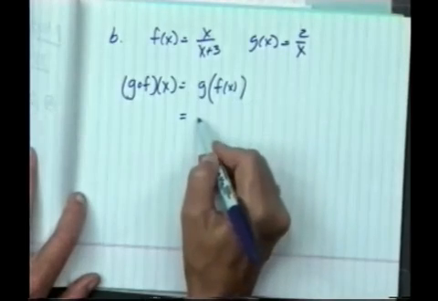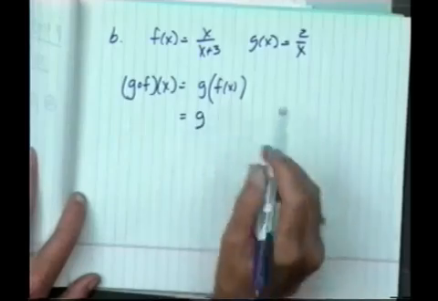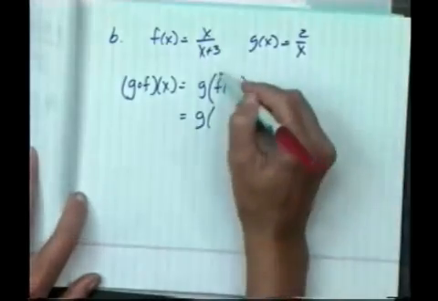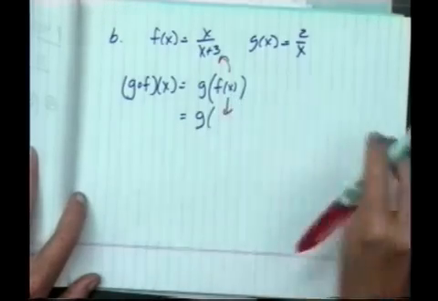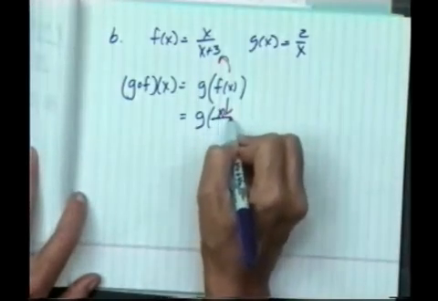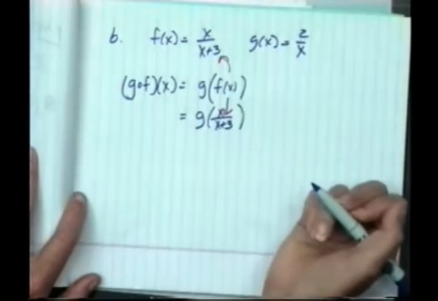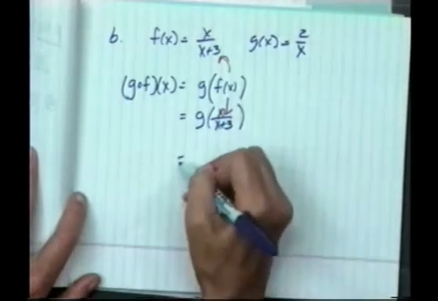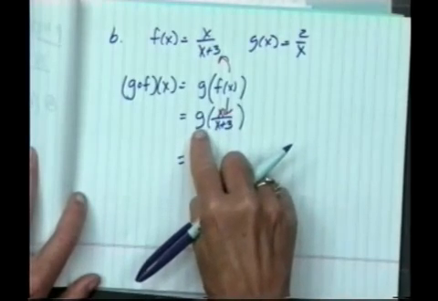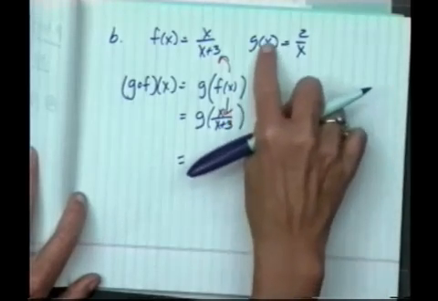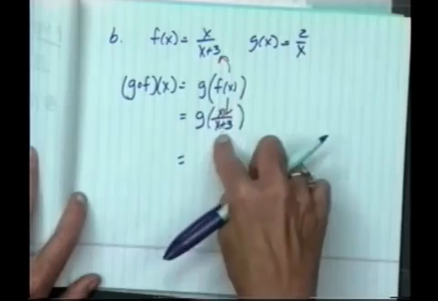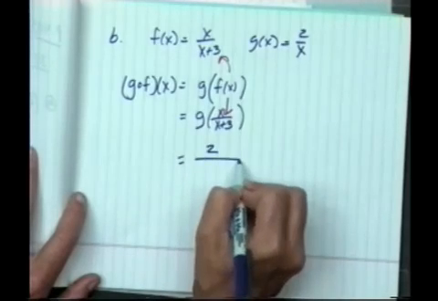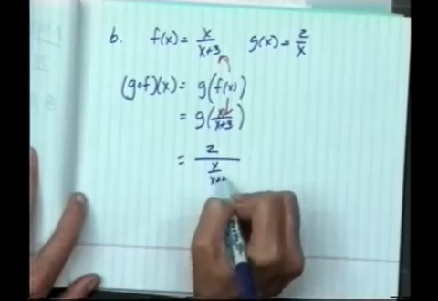All right, what's my next step? Plug in f of x. This time we're going to plug in what f is, and f is x over x plus 3. You just follow the rules, working inside parentheses first. Now we're going to run over here to the g function, and where we have an x, we're going to replace that entire x with x over x plus 3. So we'll have 2 over x over x plus 3.